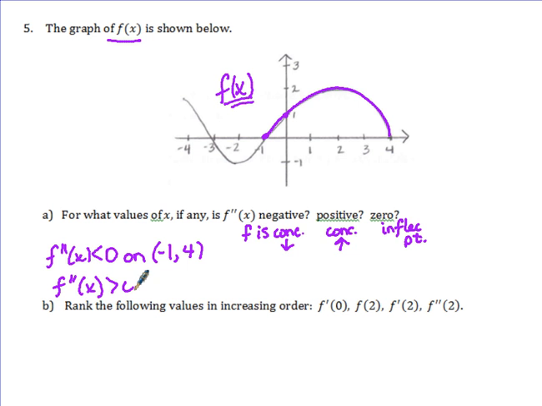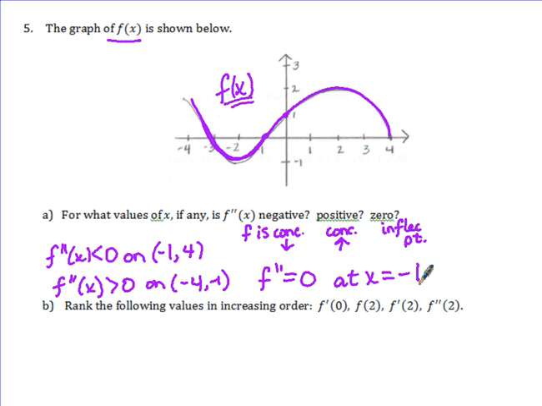The second derivative is greater than 0 wherever this graph is concave up, which would be this part of the graph here from -4 to -1. And if that is true, then our second derivative is equal to 0 where we have the inflection point, which would be right here at -1, where the concavity is changing at x equals -1.